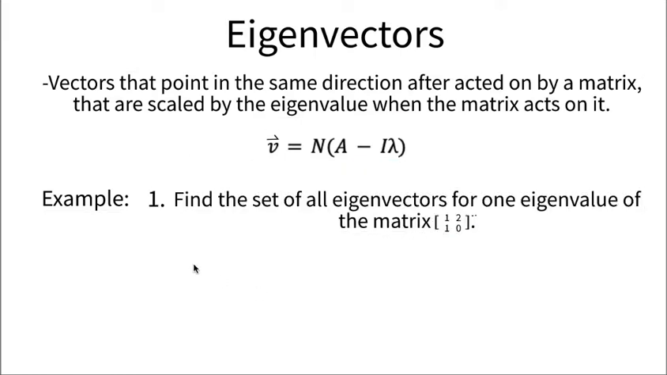Find the set of all eigenvectors for one eigenvalue of the matrix 1, 2, 1, 0. So we need to find just one eigenvalue. There are going to be 2 eigenvalues, and we just choose one of them. And for that one, find the set of all eigenvectors. So let's just get started.